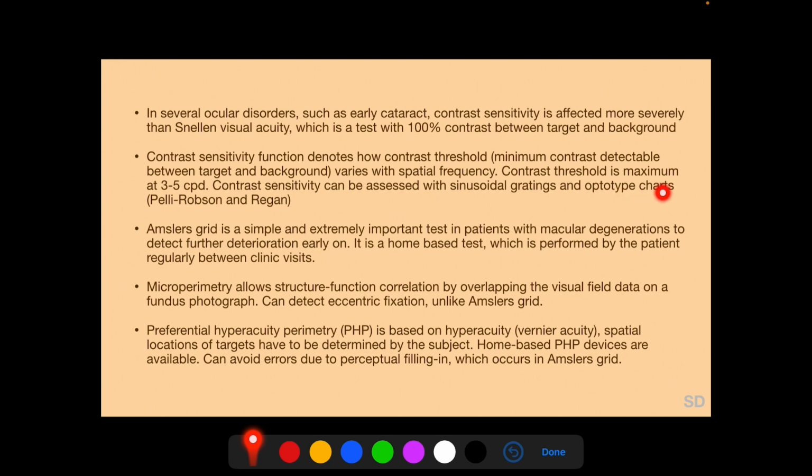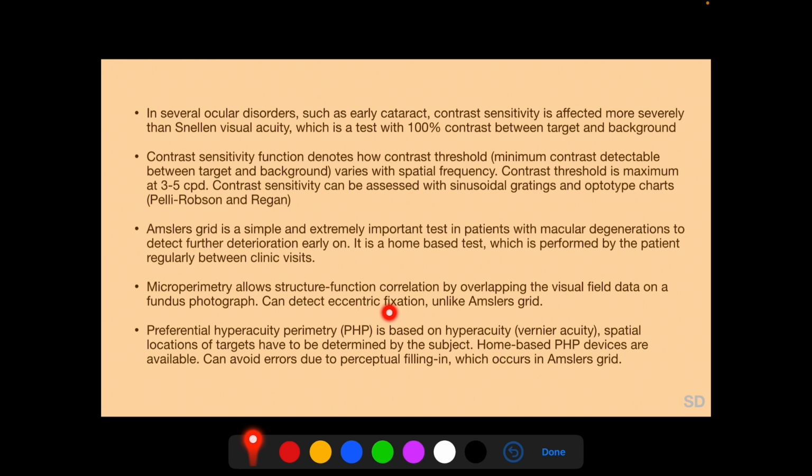and contrast sensitivity can be assessed with sinusoidal gratings and optotype charts. Amsler's grid is a simple and extremely important test in patients with macular degenerations to detect further deterioration early on. It is a home-based test which is performed by the patient himself or herself regularly between clinic visits. Microperimetry allows structure-function correlation by overlapping the visual field data on a fundus photograph.